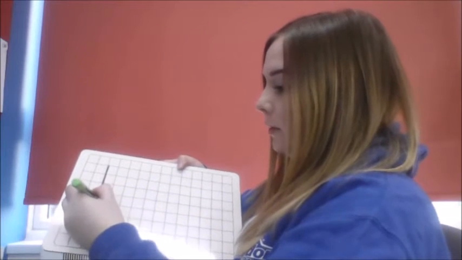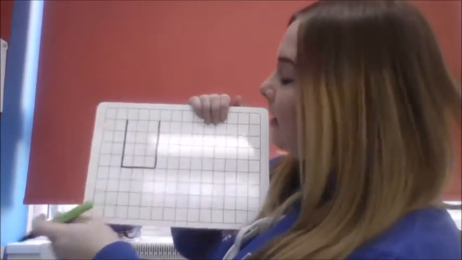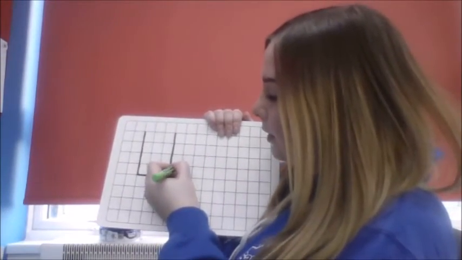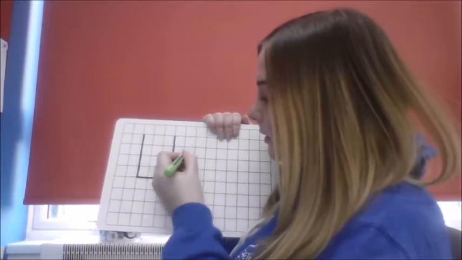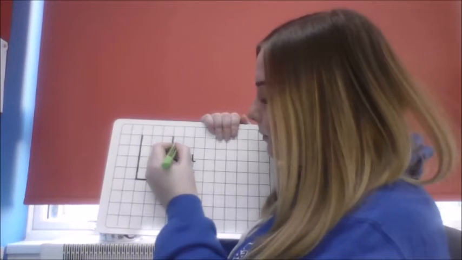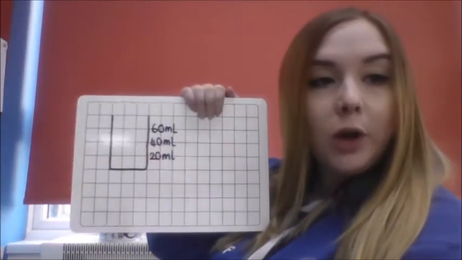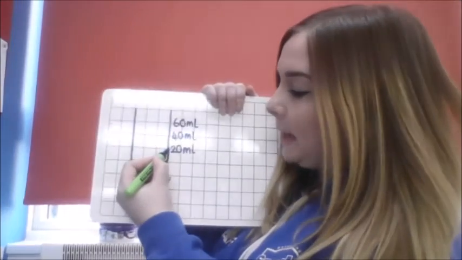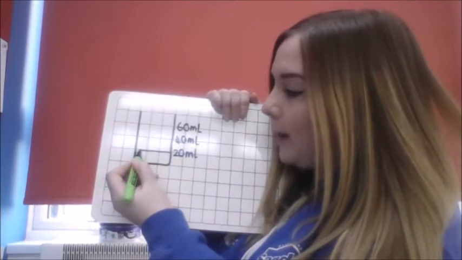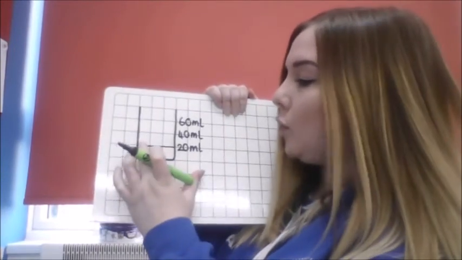Okay, so here's my jug. There's my jug, can we all see that? And I'm going to have my scale at the side. Okay, now if I wanted 20 millilitres of water, my line would go across where that 20 is. So can we see that? That would show us that we've got 20 millilitres of water.